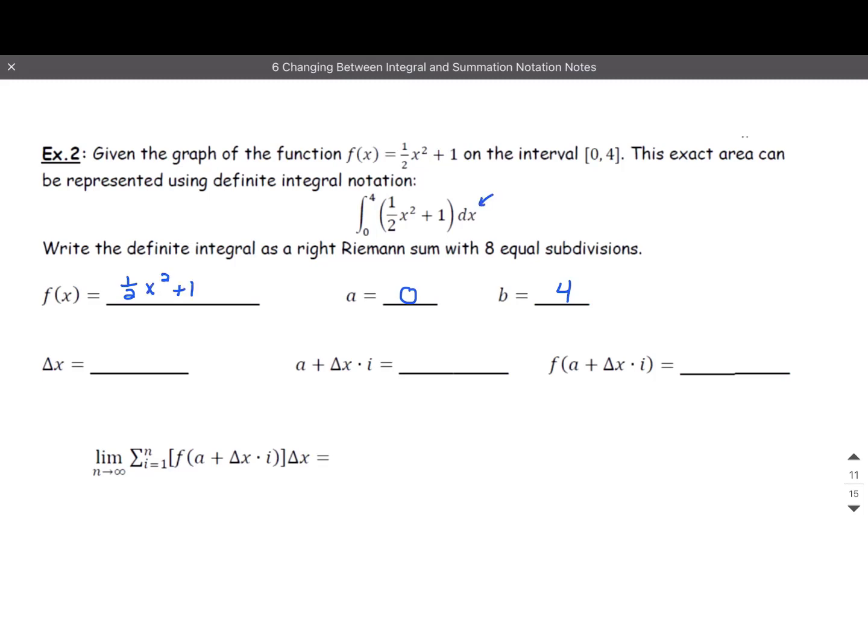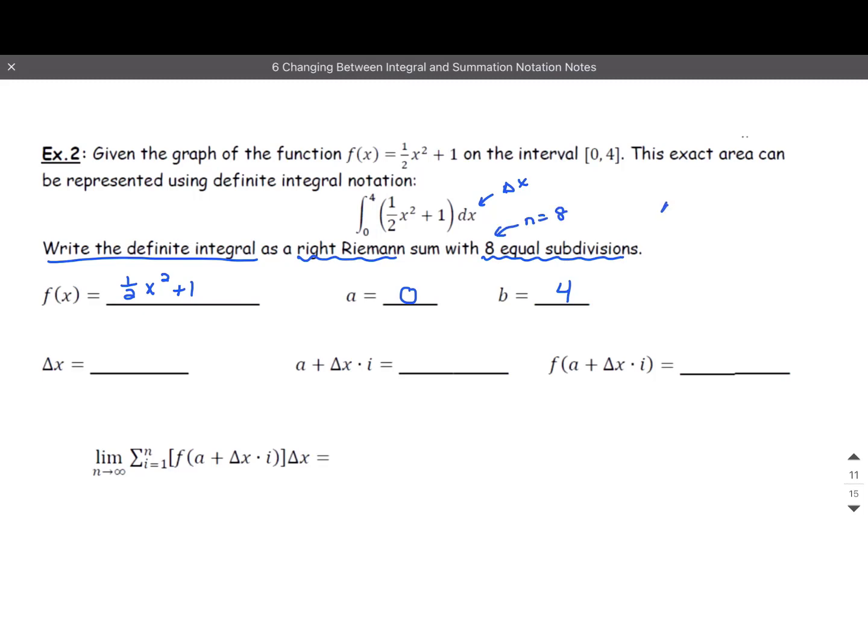Now that dx is just like our delta x. The dx is the change in the x's, just like the delta x is the change in the x's. Now we're going to have to figure out the delta x in a minute. Okay, it also wants us to write the definite integral as a right Riemann sum with 8 equal subdivisions. That 8 is our n.